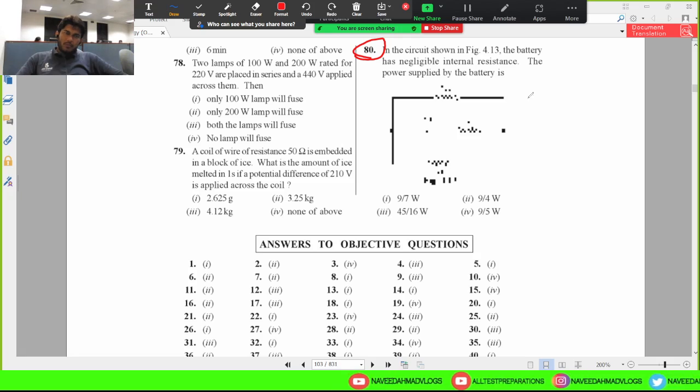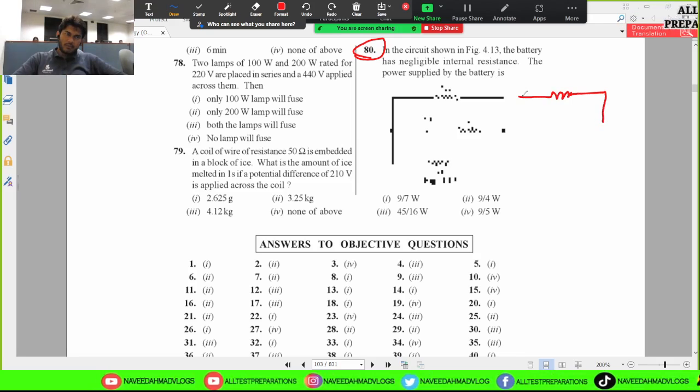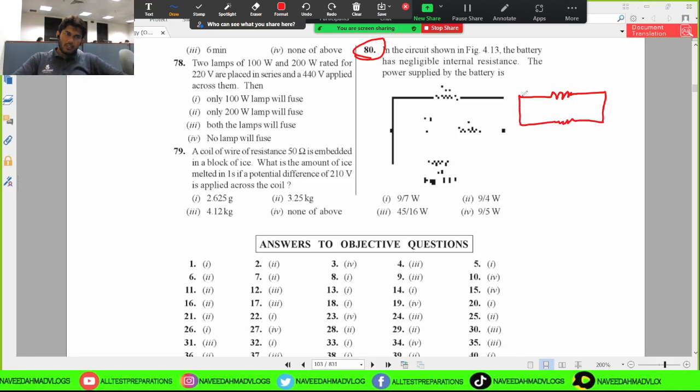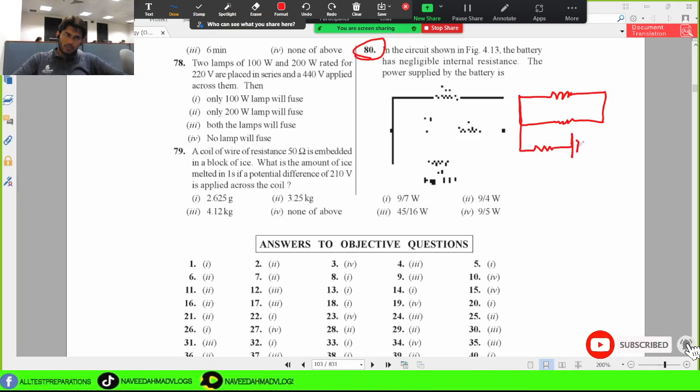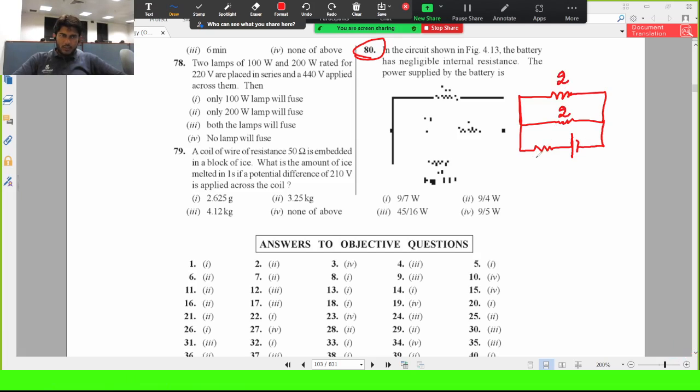Over here we have two resistances, one is this one and the second one is this one, and we have another resistance, that is the internal resistance, and we have the voltage source, that is this one. These two resistances are equal to each other, and this is 3 ohm, this is 3 ohm. We need to find the power supplied by this battery.